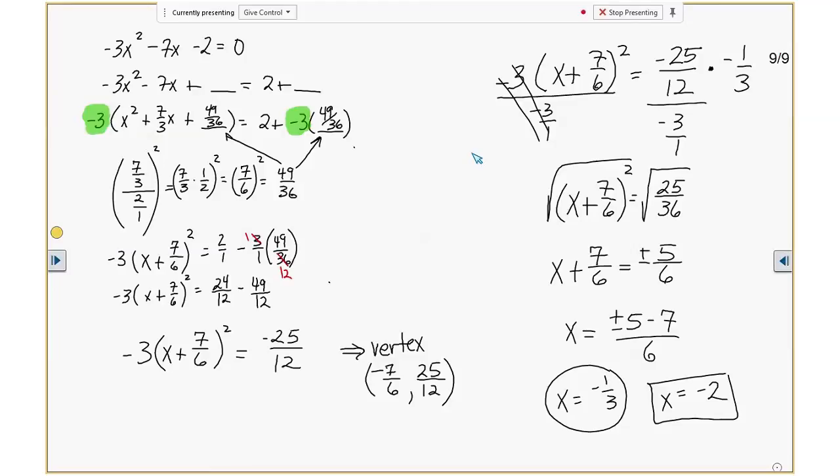All right, sketch it out. Domain, range, increasing, decreasing, line of symmetry.